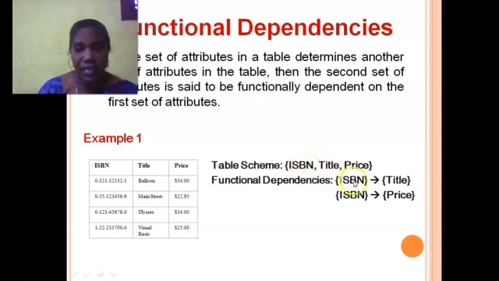The title should be functionally dependent on the ISBN, and the price must also be functionally dependent on the ISBN. This is the functional dependency.